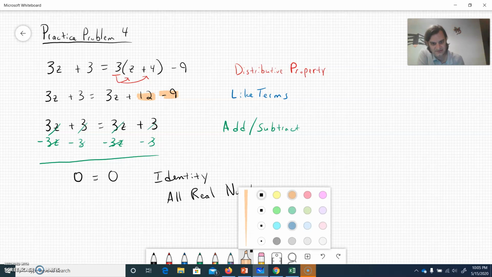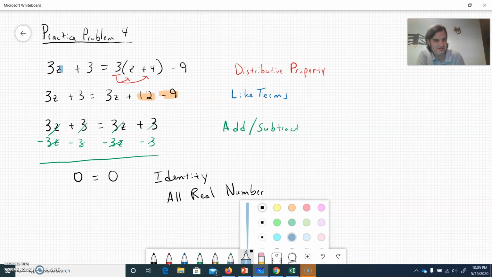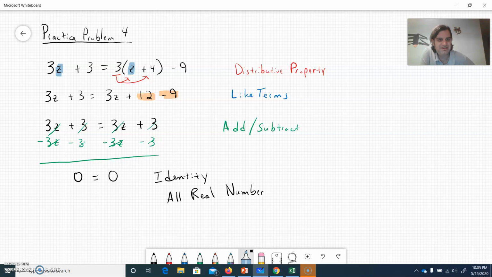And what that means is, if we went way back to the beginning, let's use a color we never use. It's blue. If we took this z and this z and put the same number in both places, it would balance no matter what number we picked. Now, we don't want to limit ourselves to just saying, well, 1 works, so the solution is 1. We'd like to let the world know that every number works. So that's why we call it identity, or we say all real numbers.